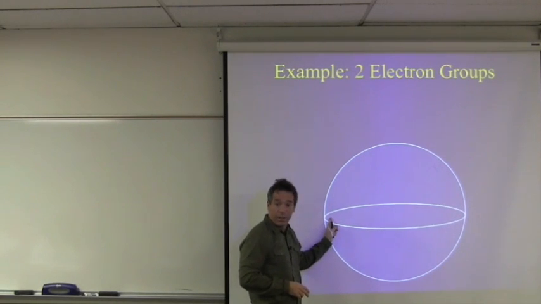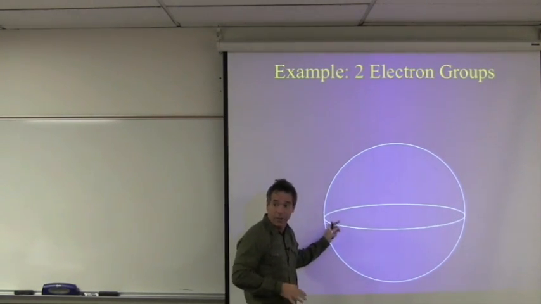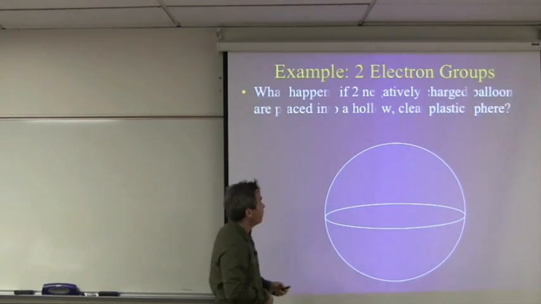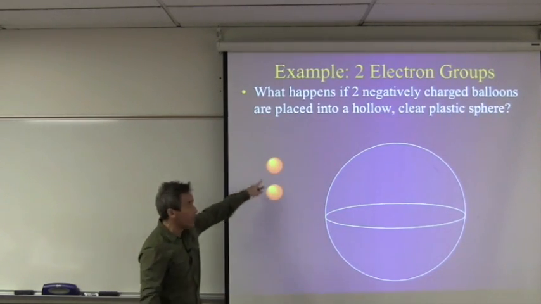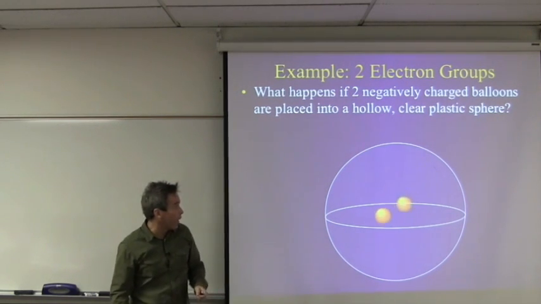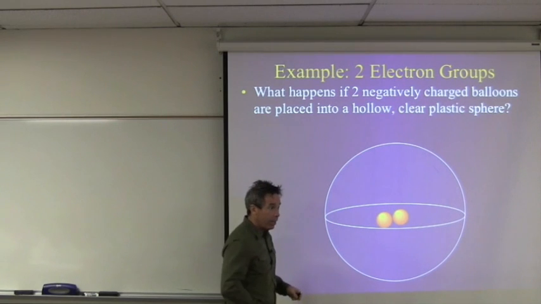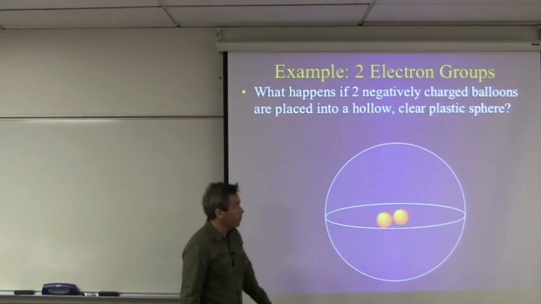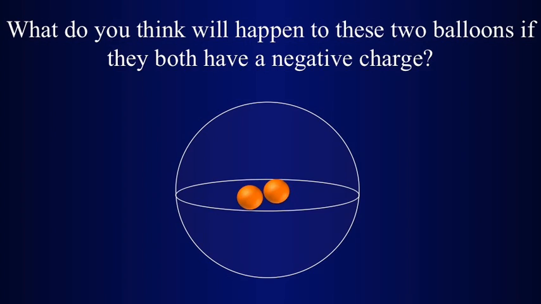So if we take a couple balloons and we're going to put these couple balloons in a clear, let's say this is a clear plastic hollow sphere. So it's a big sphere, it's clear, it's hollow inside. We could put these things in it. And we take a couple balloons, and we won't turn the charge on yet, but as if we could magically give them static electricity, give them the same charge, like a negative charge, what would happen there? Try to imagine what will happen to these two balloons if they both have a negative charge.